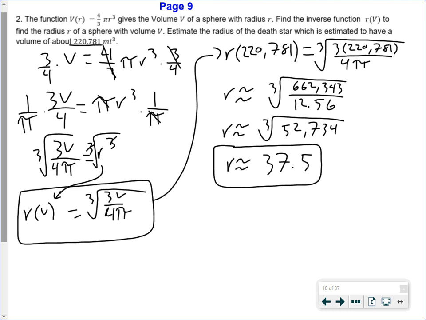For number 3, I want you guys to do that on your own, and I'll post the answer in a few seconds. You can double check what you got with what I got.